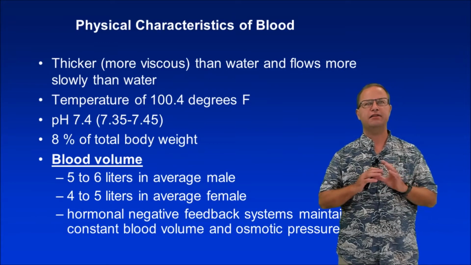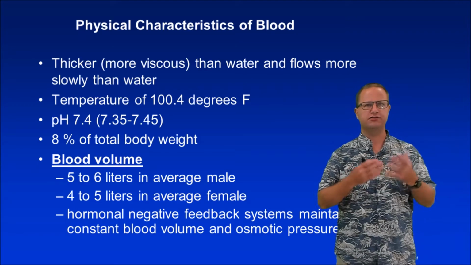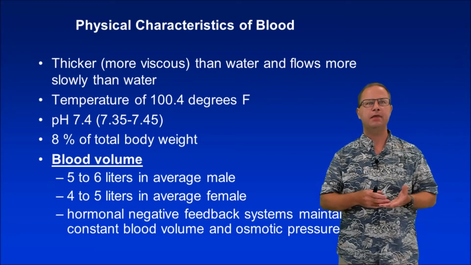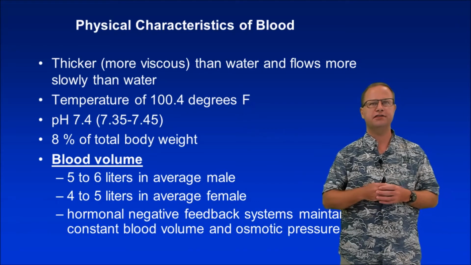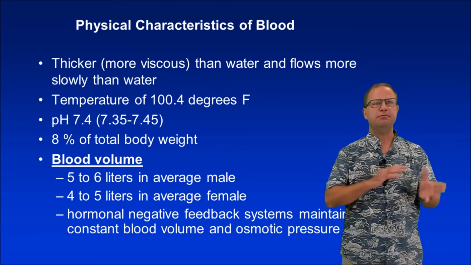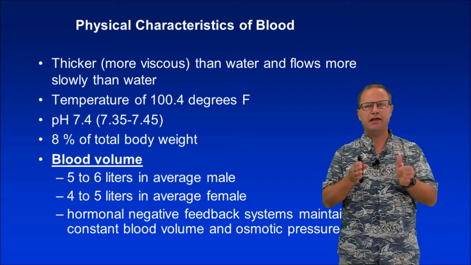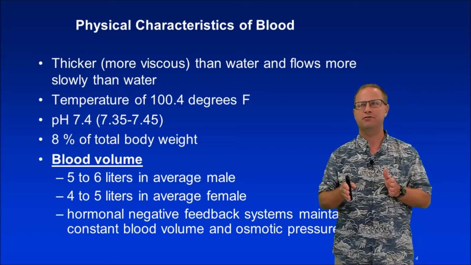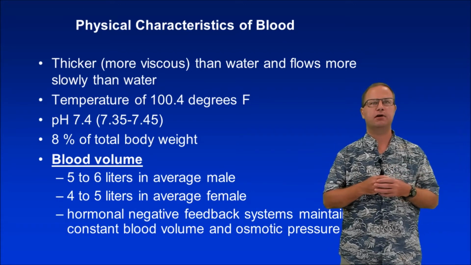All right, now let's talk about the physical and chemical characteristics of blood. Firstly, blood is thicker than water, as you probably know. You've probably cut yourself at some time. It also has a higher temperature than body temperature. It's around 100.4 degrees Fahrenheit, whereas body temperature is around 98.6. It has a pH of 7.4, so it's slightly alkaline, and the optimal range for pH is 7.35 to 7.45. If it becomes too basic, you have a problem. Too acidic, you have a problem there as well.